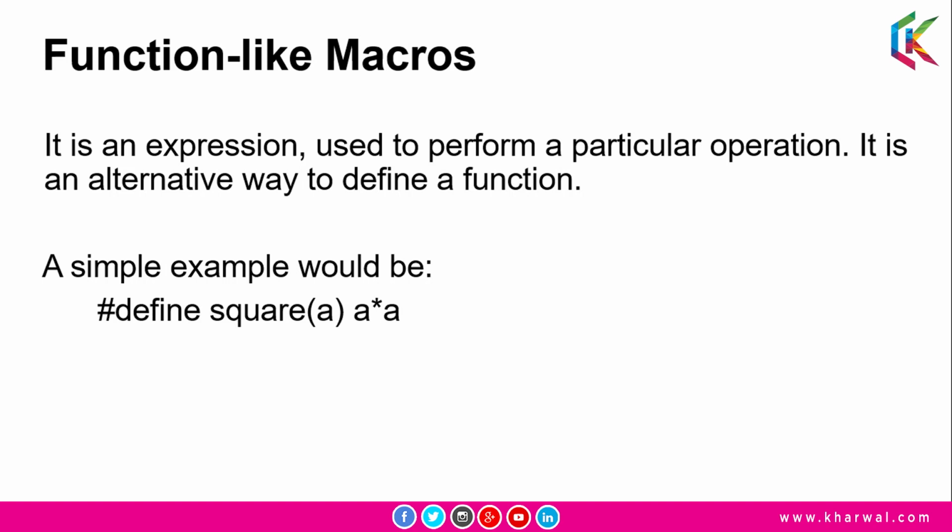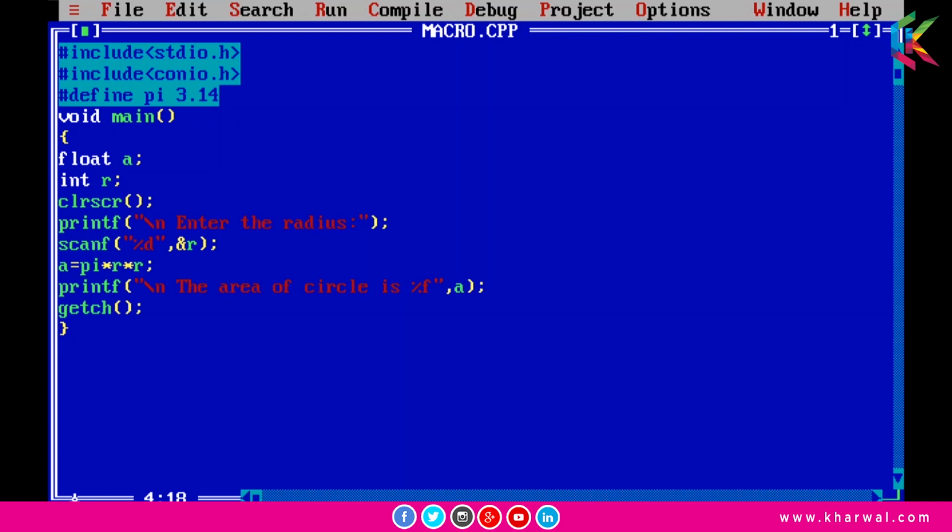So guys, let's go ahead and we'll discuss object like macros and function like macros in Turbo C++ compiler. So let's open up the Turbo C++ compiler. In this program I'm going to find out the area of circle using macro. I have declared a macro here with the help of the hash define directive, and pi is basically a macro name and 3.14 is a macro value. Pi is also known as macro template and 3.14 is also known as macro expansion.